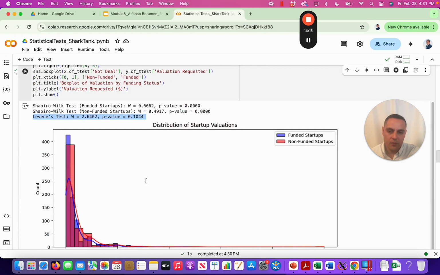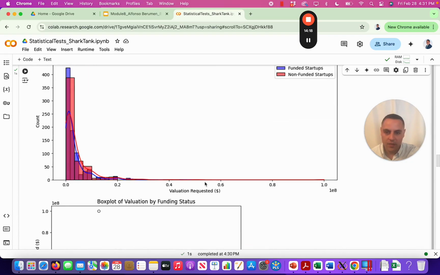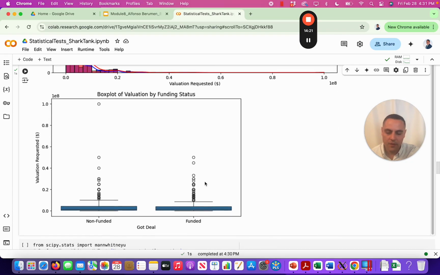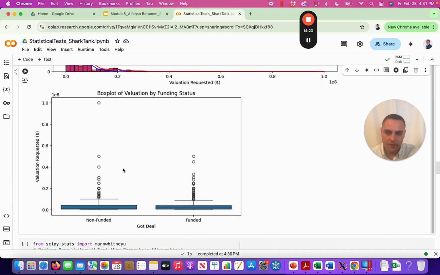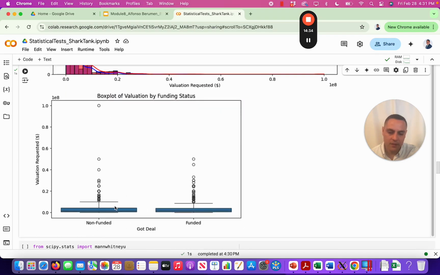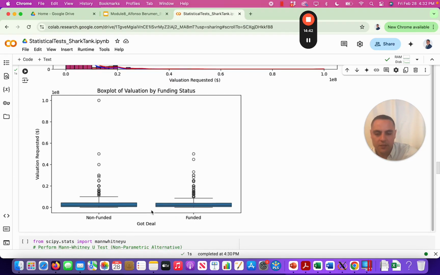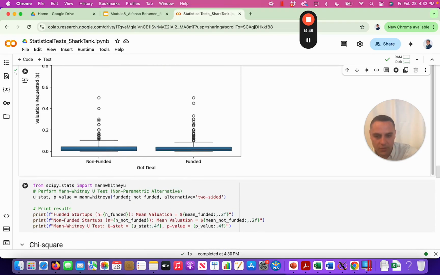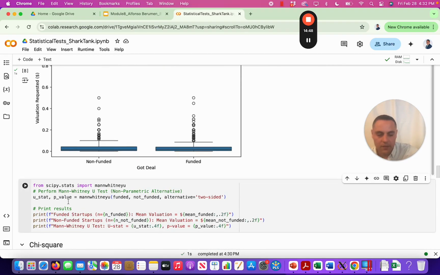So when we think about this, we can look at the box plot as well, right? You can see the distribution a little bit better in the histogram versus the box plot by group, or by non-funded versus funded. But because we're not meeting this normality assumption to be able to use the t-test, we actually have to use a non-parametric alternative. And the non-parametric alternative is shown here, the Mann-Whitney U-test.